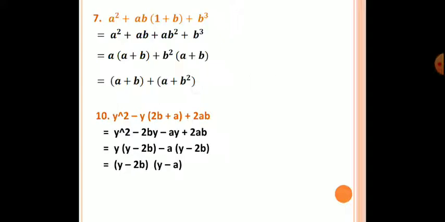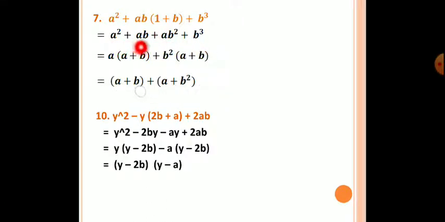Moving on to the next question, question number 7: a² + ab(1 + b) + b³. Let us multiply the middle term, that is, a² + ab into b is ab² + b³.